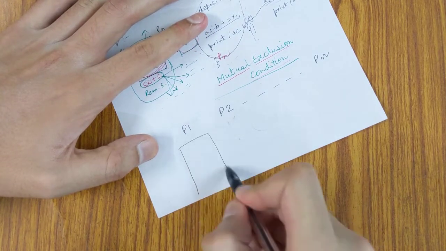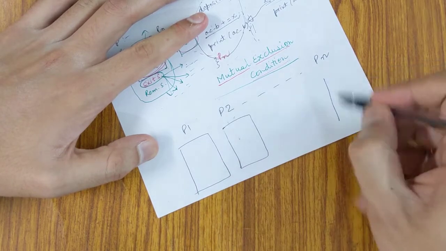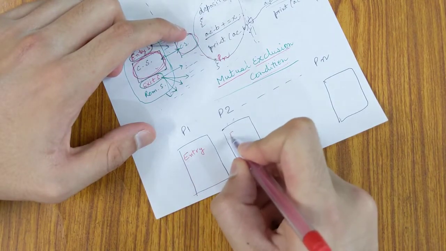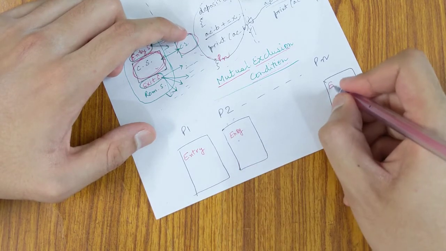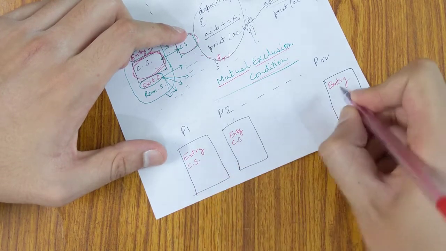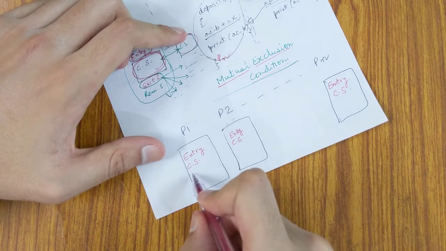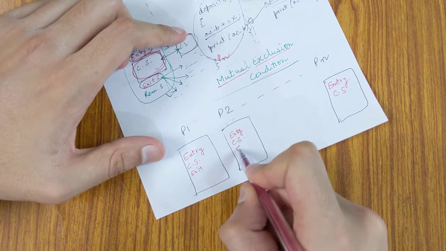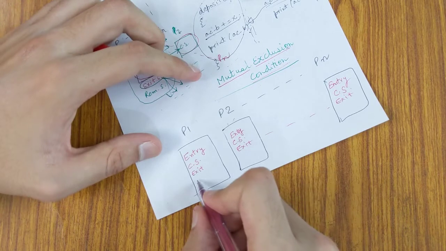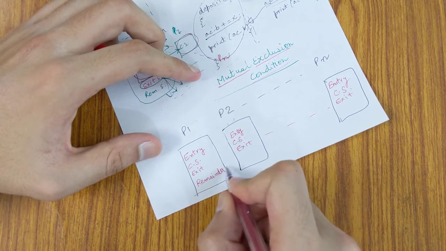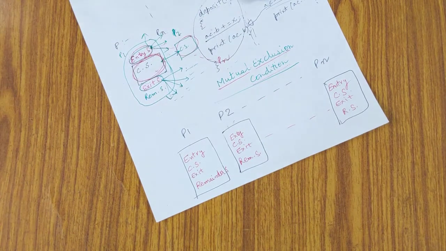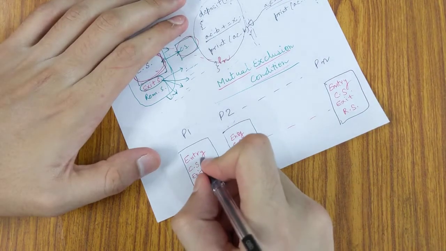and they all have some sections. Let's say they all have an entry section, then their critical section, and after it there will be an exit section for each of them, and after it there can be some remainder code, the remainder section. Cool.